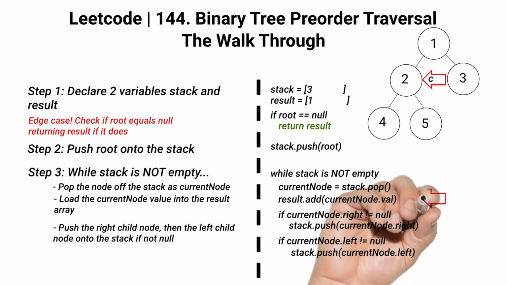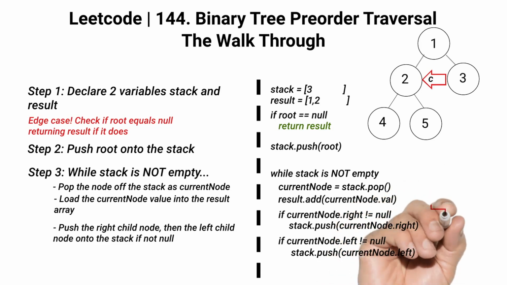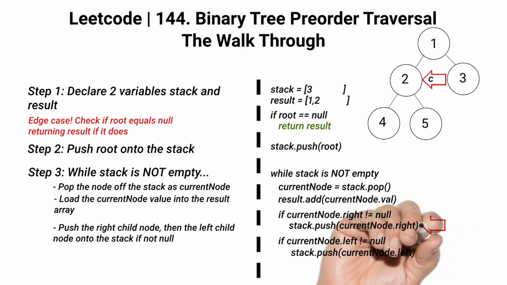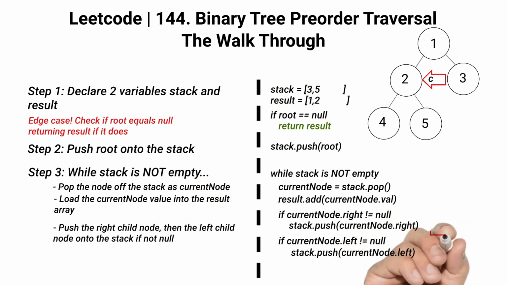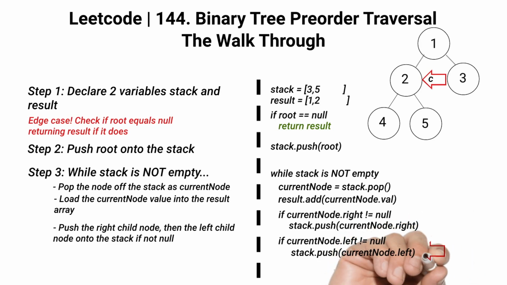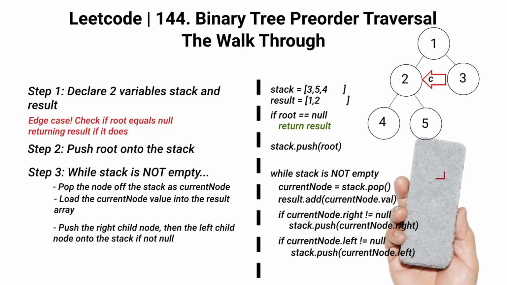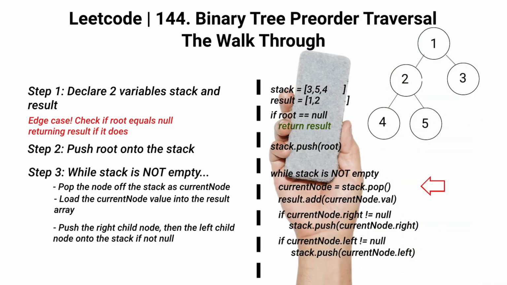Add 2, the current value of the node, to the result. Check if the 2 node has a right child, which it does, which is the 5 node. So push the 5 node to the stack. Do the same for the left node. We can see it does have a left node, which is the 4 node. So push the 4 node to the stack. And then while the stack is not empty, we can see it's not empty. Pop the stack, so the current node is now the 4 node.